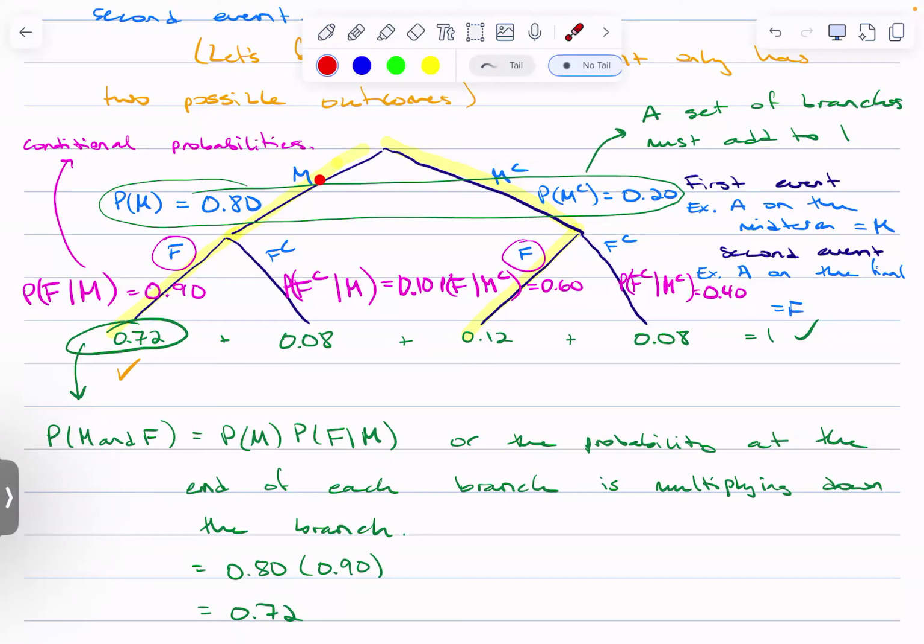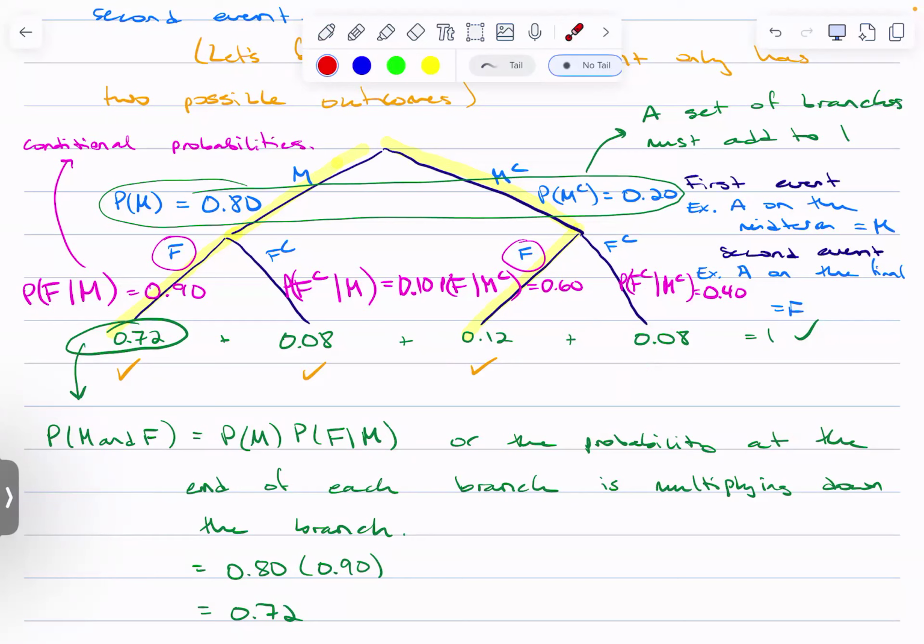An A on the midterm, well, I already got at least one, so I'm still good. That one satisfies it. Or if I didn't get an A on the midterm, I would have to get an A on the final to satisfy that criteria. The only one that doesn't satisfy it is that far right branch, right? So you could add up these probabilities, now that you have them written out, that's kind of easy. But you could also use the fact that they all add up to 1 and just subtract the one you don't want, just like we were doing.